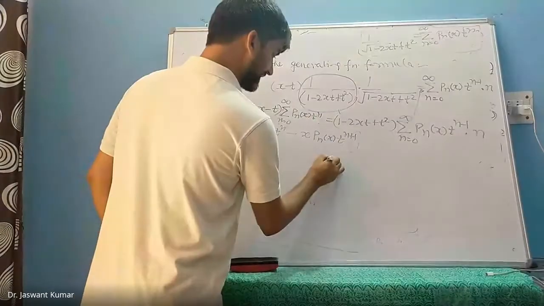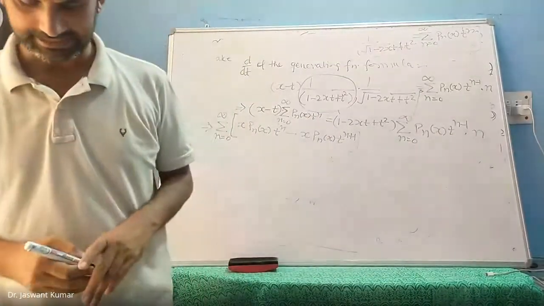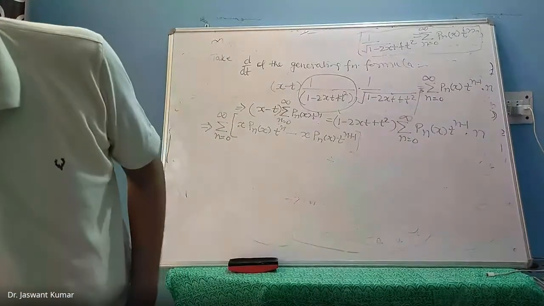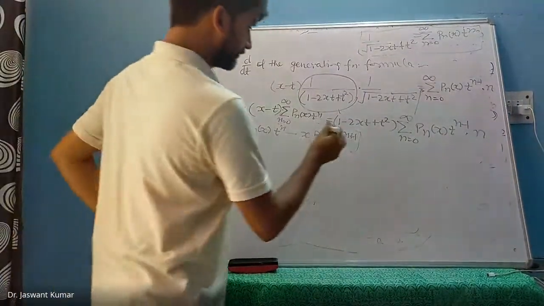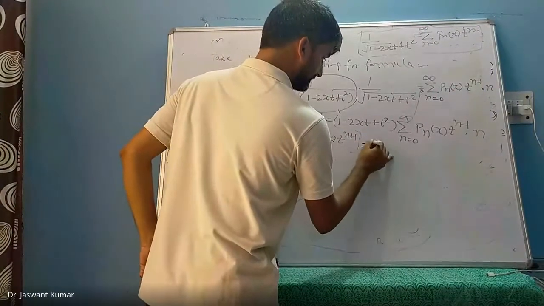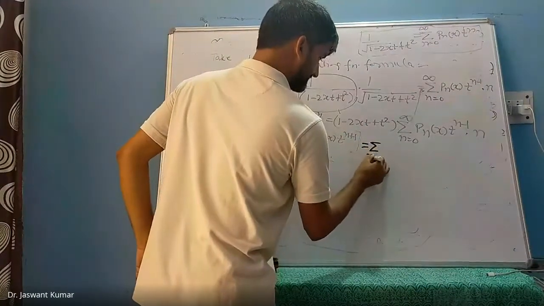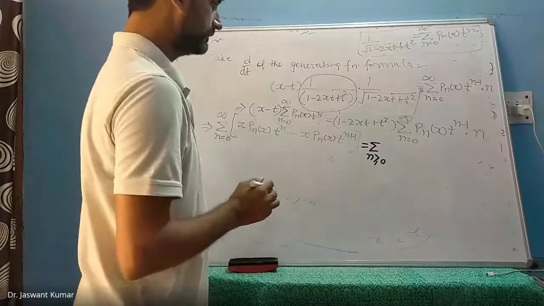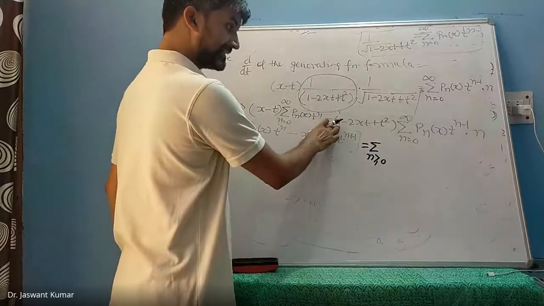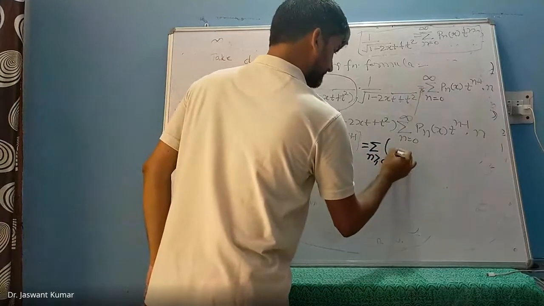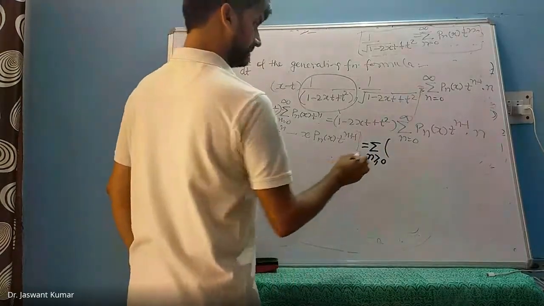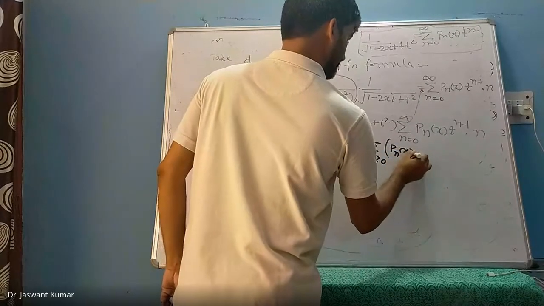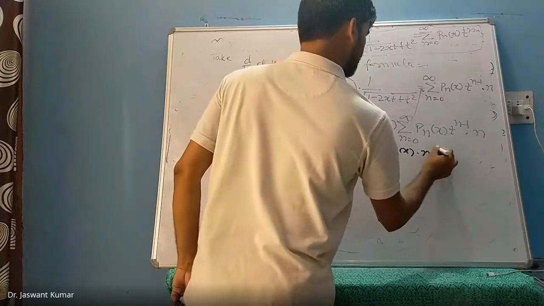On the right hand side, on the other hand, there will be more terms. Write the right hand side now, please. The right hand side is n greater than 0. The first term is 1, so the first term is Pn(x) n times t to the power n minus 1.